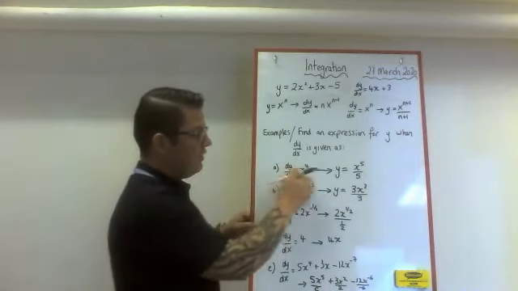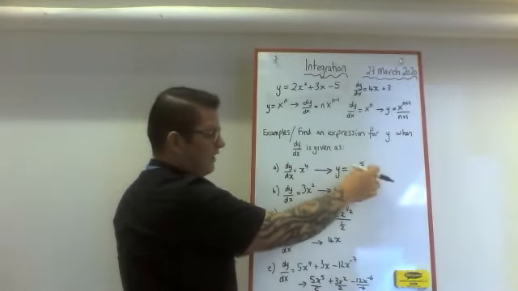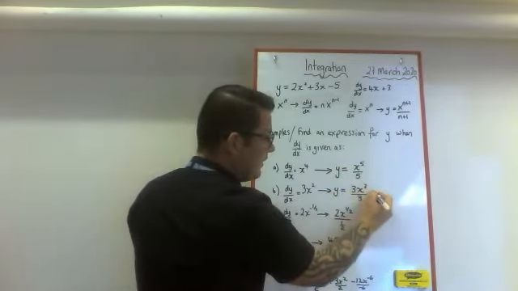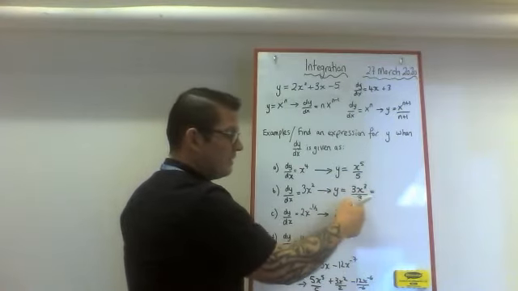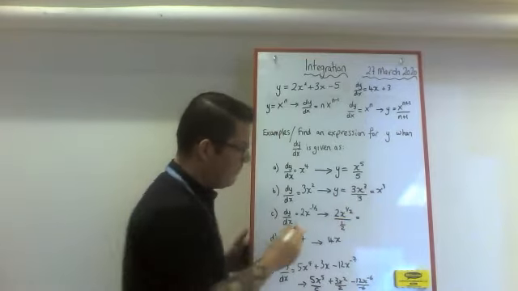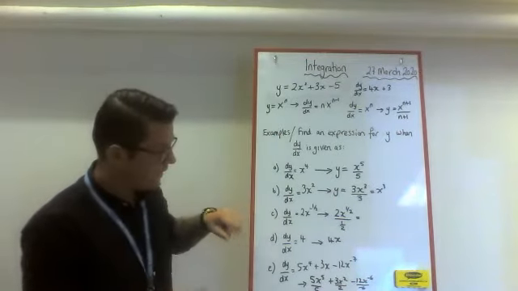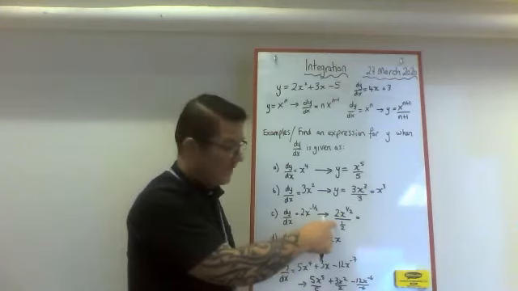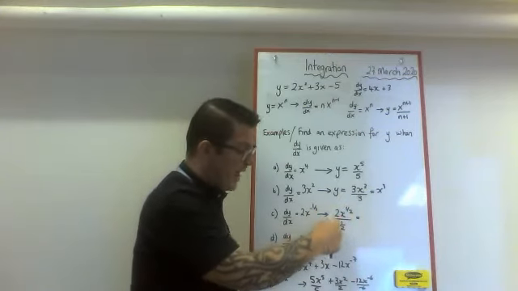Tidying this up, on the first one, there's no need to tidy it up, it's x to the 5 over 5. For this one, the 3's cancel. So we just get x cubed. For this one, for part C, we're dividing by a half. It's 2x to the power of half divided by a half.